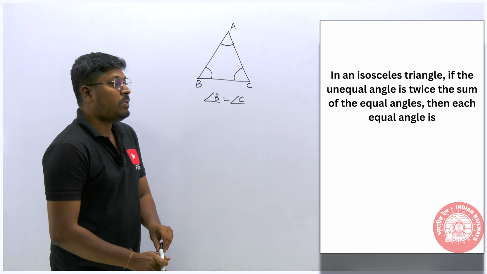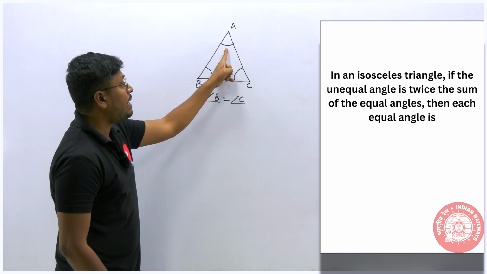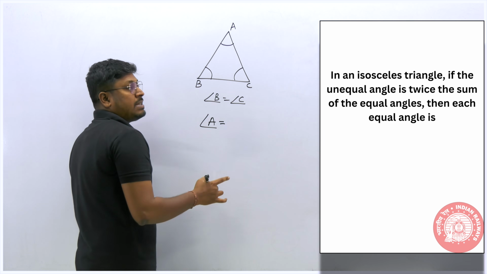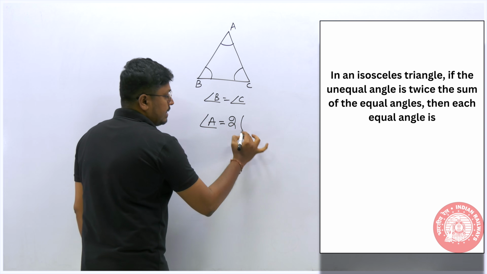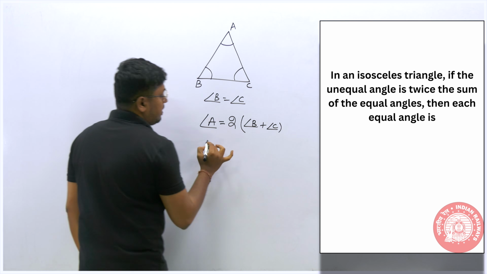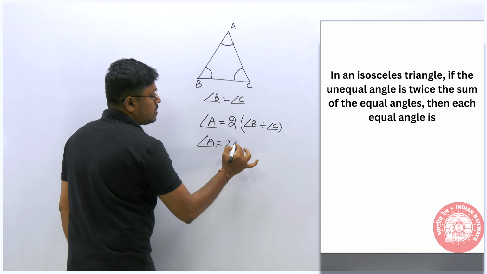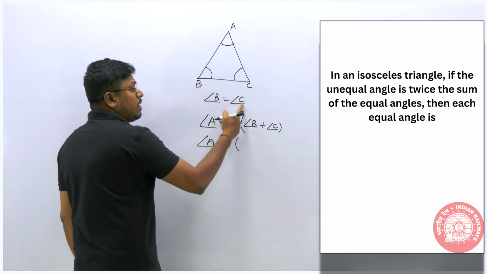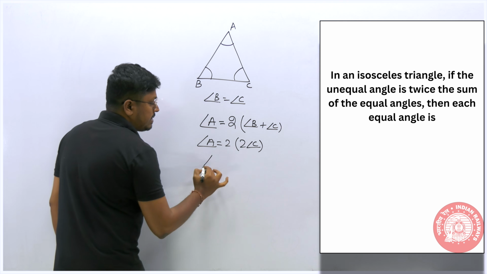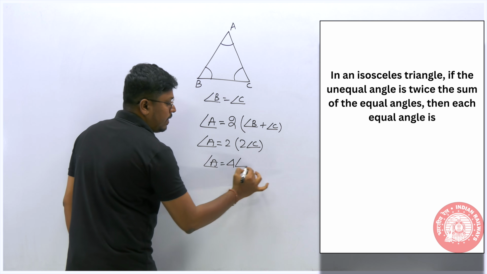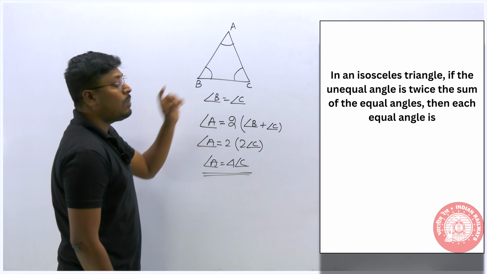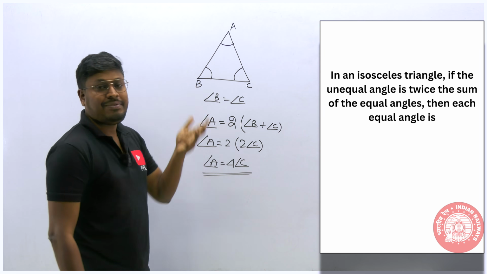Now according to the question, the unequal angle is A, and the unequal angle equals twice the sum of the equal angles. The equal angles are B and C. So this can be written as angle A equals 2 into (angle B plus angle C). Since angle B and angle C are both equal, this can be written as 2 times 2 angle C. So we can say angle A equals 4 angle C. Our target is to find the equal angle, meaning either B or C.